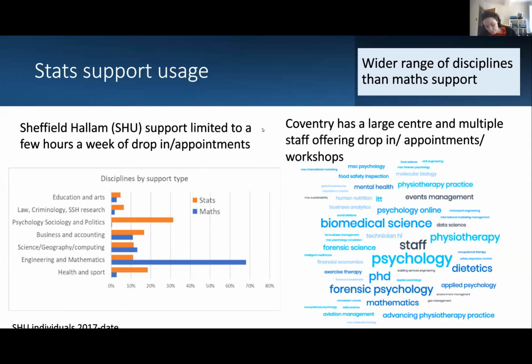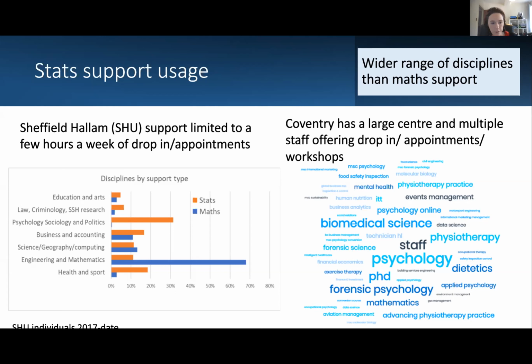Okay, yes, I'm just going to talk a bit briefly about Stat Support and who uses us. As Alan mentioned, Coventry has a large centre, with multiple staff offering drop-in appointments and workshops. Equally, where I started working at Sheffield University, we also had a huge centre with loads of hours offered each week. Now I'm at Sheffield Hallam. It's only part of my role, so we get about 4 to 6 hours per week to deliver stat support to 35,000 students who are entitled to come and see me and staff.